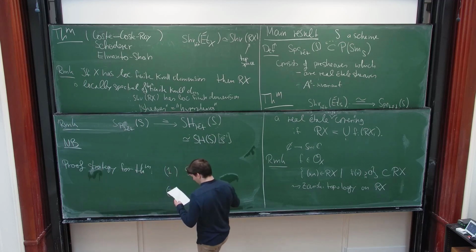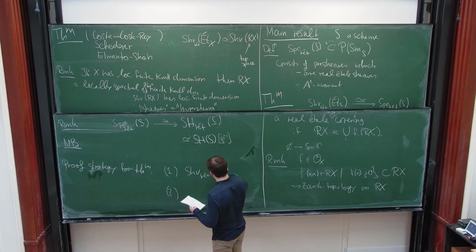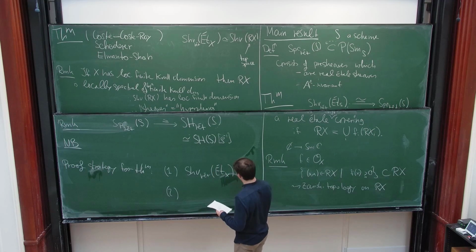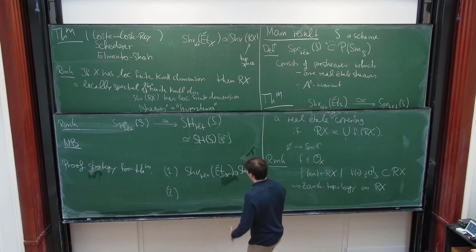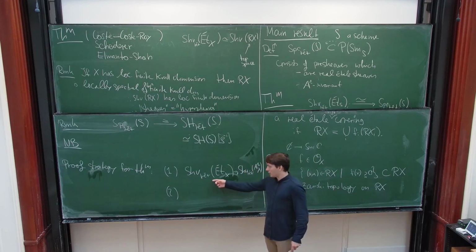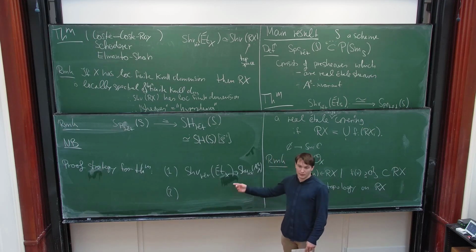I'm going from real étale sheaves on X, and then you pull back to A1 over X. So I look at the real étale sheaves of spaces on X, and I look at the real étale sheaves of spaces on A1 over X, and what I will want to prove is that this functor is fully faithful.